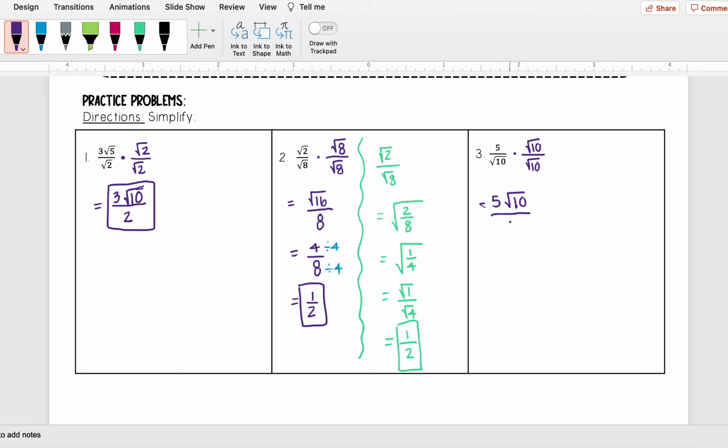And then the square root of 10 times square root of 10, I get 10. Now looking at this, I need to see if I can simplify this further. Well, I noticed that I have 5 over 10 here. And so that fraction, 5 over 10, can be simplified. That's because 5 can divide into 10. So if I do that, 10 divided by 5, I'm left with 2. And so I get that this is equivalent to the square root of 10 over 2.